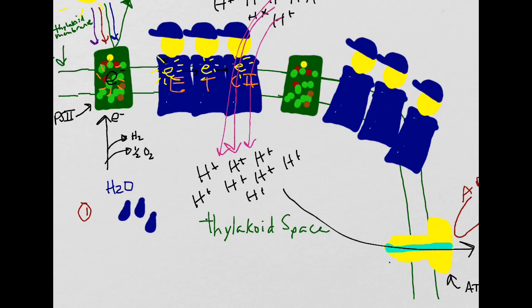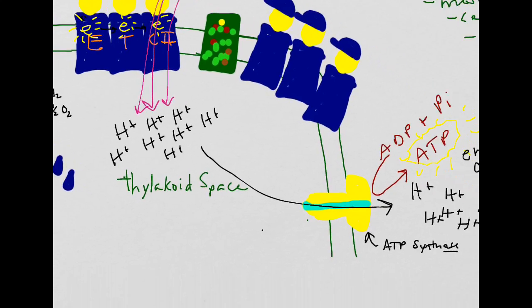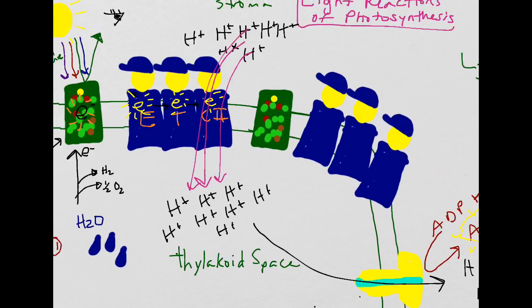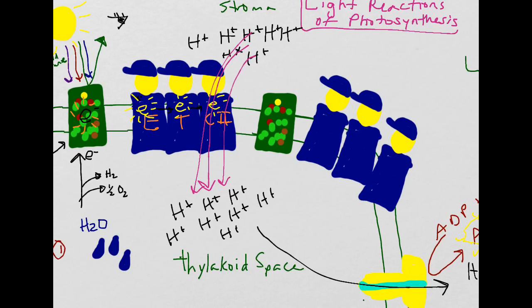Now we take a step back over here and we say, well, what happens to that electron? Well, now he's a low energy electron. He doesn't have much energy at all. So he has to get recharged. How are we going to do that? Well, let's put him into another photosystem. That sounds like a good idea. So we put him in there. The sun shines on this photosystem. This is PS1, photosystem 1.